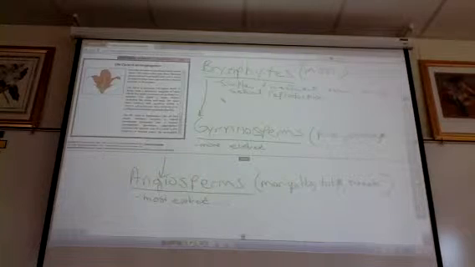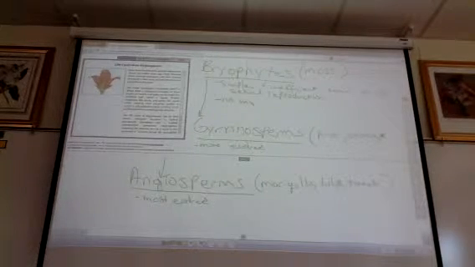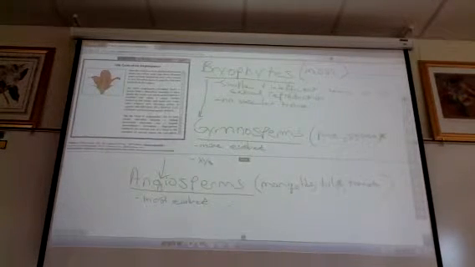Other things that you just might want to file away here. Bryophytes have no vascular tissue. It means they don't have a circulatory system like you and I do. And I'll explain again what the significance of that is. Gymnosperms do. Gymnosperms actually do have xylem and phloem. Probably heard that. And so do angiosperms.